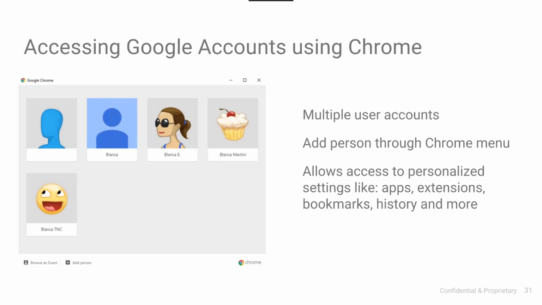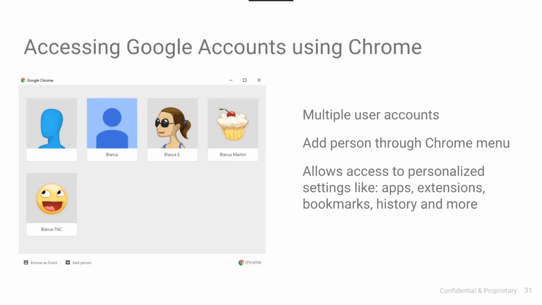It says switch person, and when you click on switch person, you'll get a little pop-up window that has all the different accounts that you've set up. You can set up persons either through this particular dialog box, or you can go into the Chrome menu and add different personas. And as you can see, I even have different icons for my different personas.